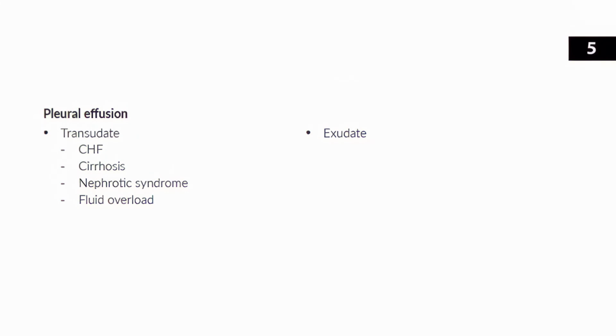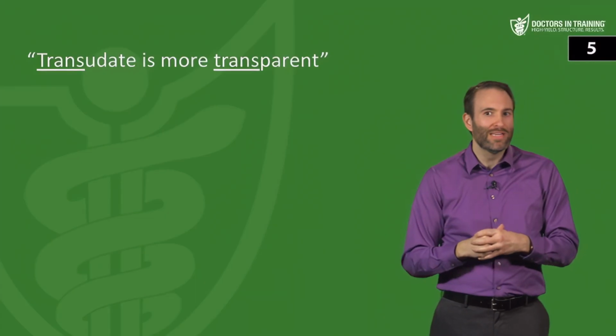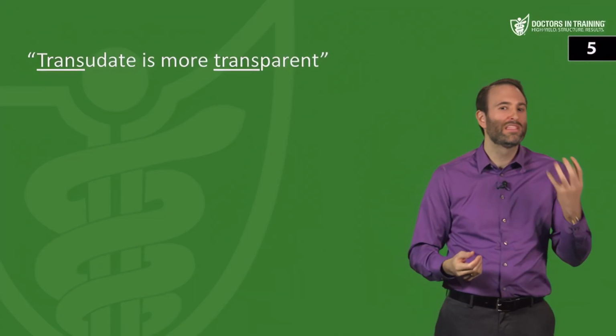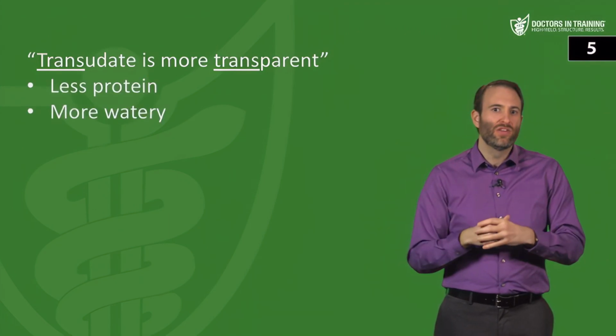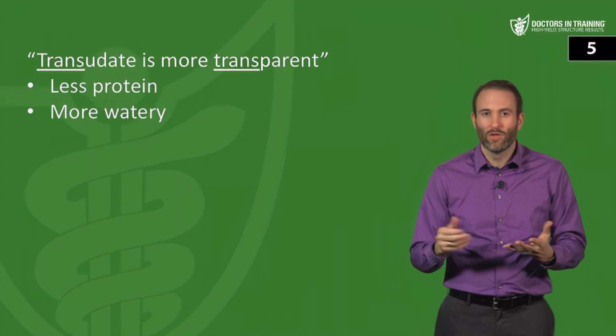Now in these disease states, it's difficult to keep fluid in that vasculature and therefore it's just leaking into the pleural space. Now one good memory tool is transudate is more transparent. So transudates have less protein, they're more watery than exudates, so they're more transparent. You can kind of see through that fluid.